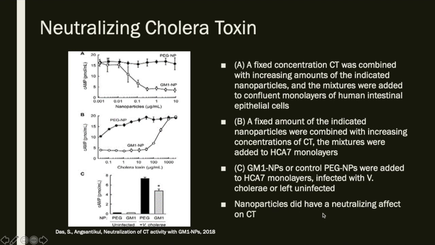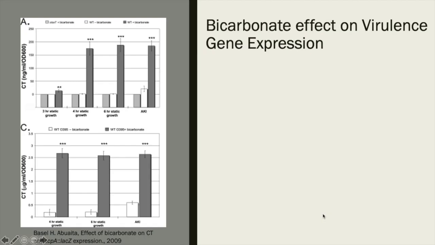effect on cholera toxin. This brings the question of what else has an effect on cholera toxin or on Vibrio cholerae. Bicarbonate has been seen in the process of the infection, and this specific study wanted to focus on its effect on virulence gene expression.